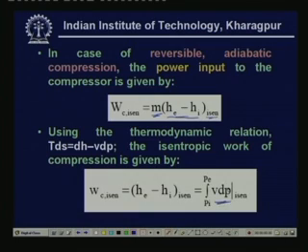How do we get this? Since this process is an isentropic process, dS is 0. So from the thermodynamic relation TdS is equal to dH minus VdP, we get that dH is equal to VdP. So the specific work of compression is nothing but integral dH, which is equal to integral VdP. This integration has to be performed along the isentropic process from the inlet pressure Pi to the exit pressure Pe.